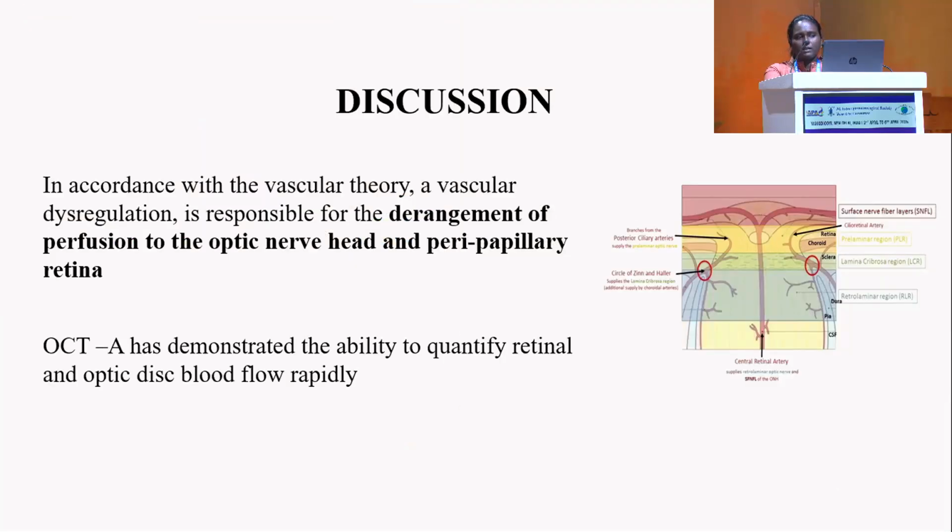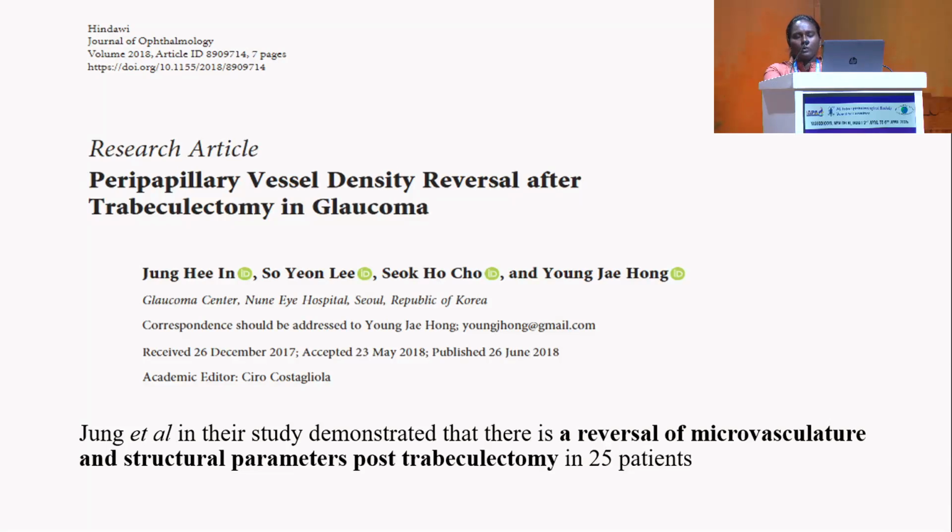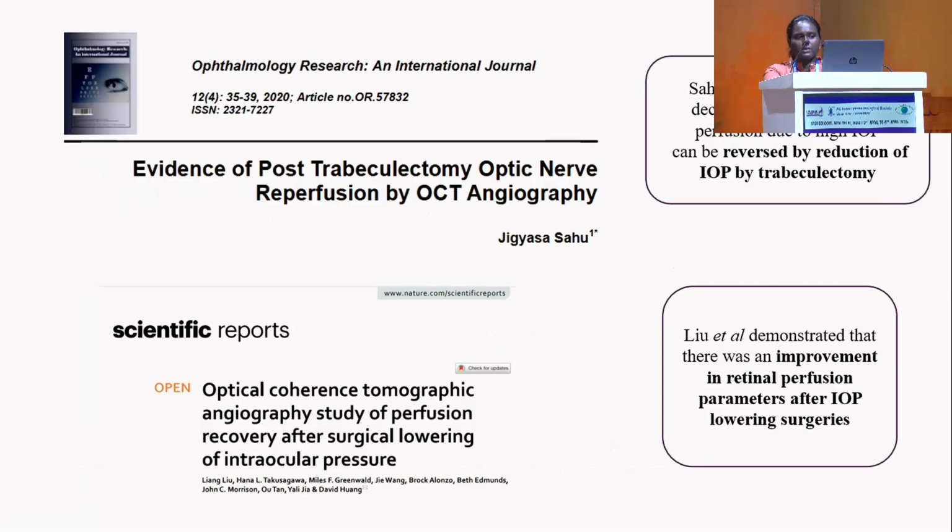Coming to the discussion, according to the vascular theory, vascular dysregulation is responsible for the derangement of the perfusion of the optic nerve head and peripapillary retina. OCT angiography has the ability to demonstrate and quantify the retinal and optic nerve blood supply. Jung et al. in their study demonstrated that there is reversal of microvasculature and structural parameters post-trabeculectomy in 25 patients. Saho et al. also demonstrated decreased optic nerve head perfusion due to high IOP, which can be reversed by reduction of IOP by trabeculectomy. Leo et al. demonstrated that there was an improvement in retinal perfusion parameters after IOP lowering surgeries.